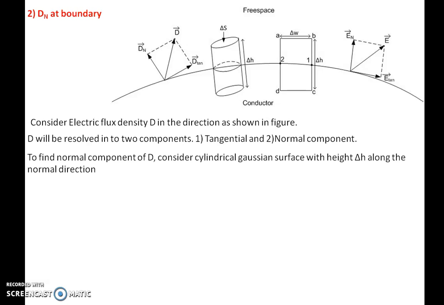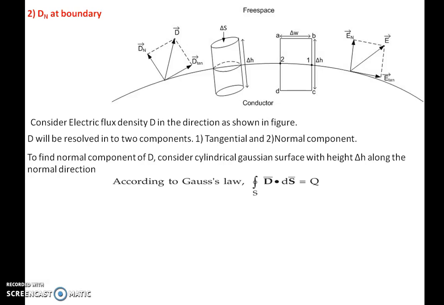Now, according to Gauss law, we can write the surface integral of D dot dS, which is equal to Q. But here, in a cylinder, we have a total of 3 surfaces: the top surface, the bottom surface, and the sides of the cylinder, that is the lateral surface. Here the top surface is in the free space and the bottom surface is in the conductor.